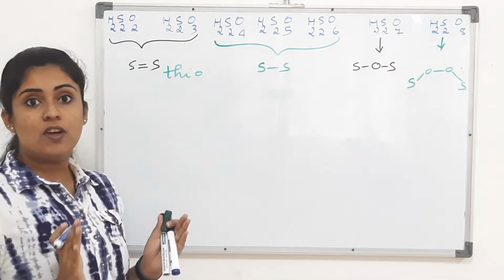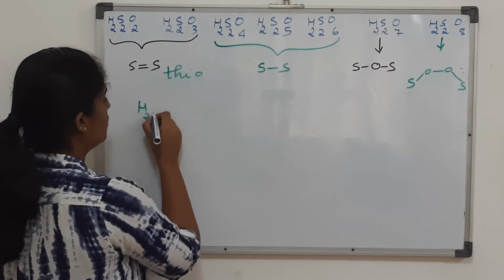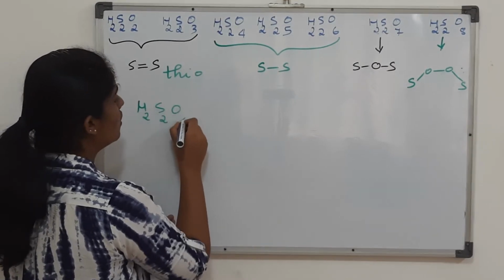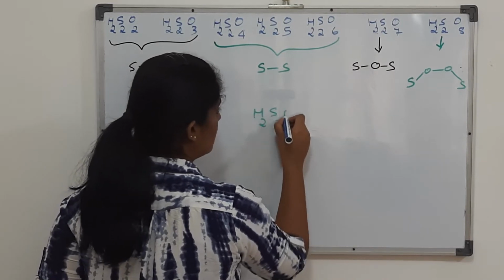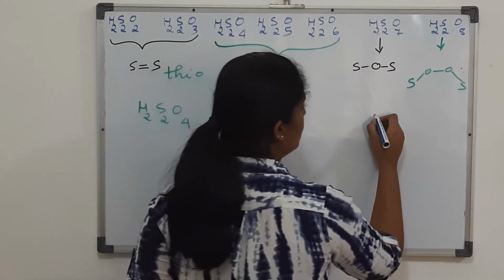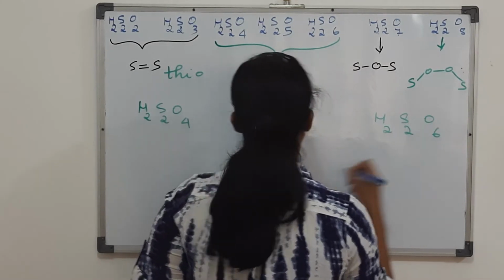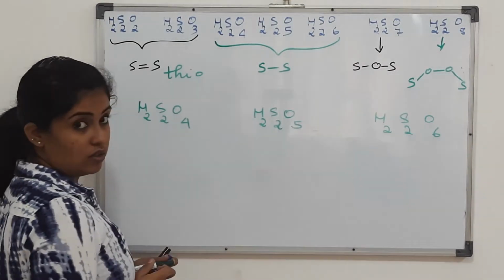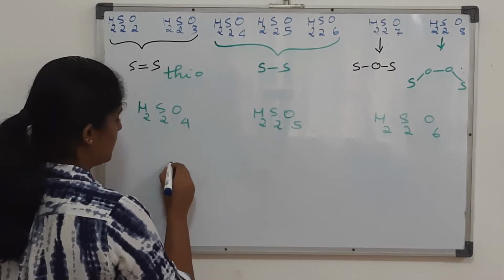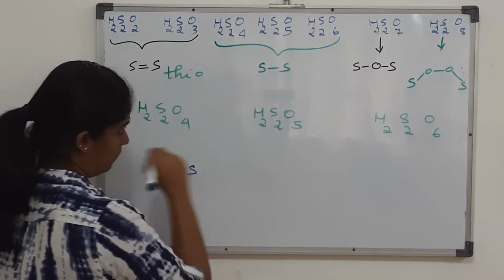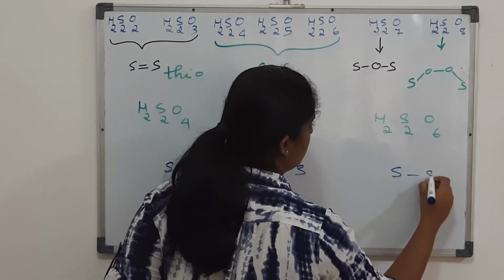Clear. Moving on to the next class, that is H2S2O4, then H2S2O5 and H2S2O6. Let's draw the structures. So here what is the speciality? All of them in their structure will have an S-S bond. There's an S-S bond, this also has an S-S bond, and this also will have an S-S bond.